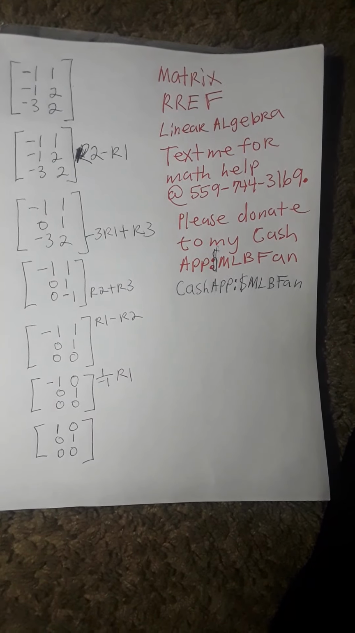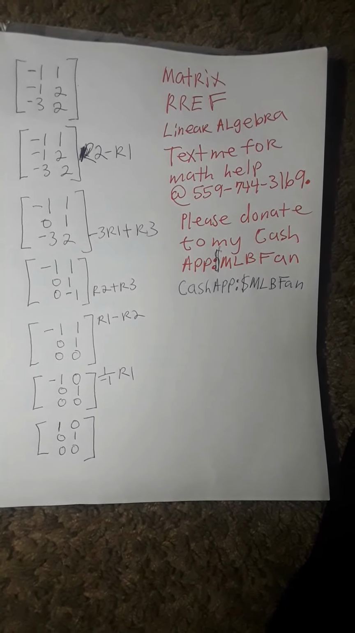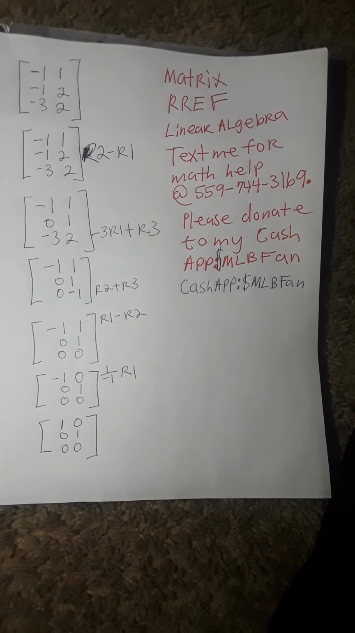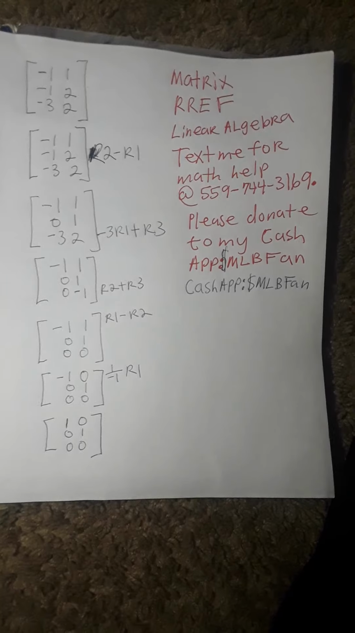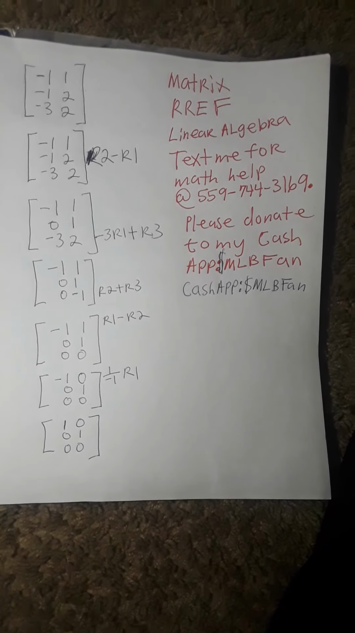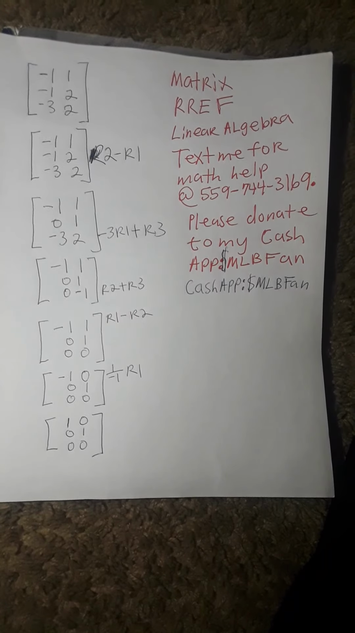And so now it's going to be 1, 0, and then 0, 1, 0, 0. Now this matrix has been completed, and as you see, it is now in its row reduced echelon form.